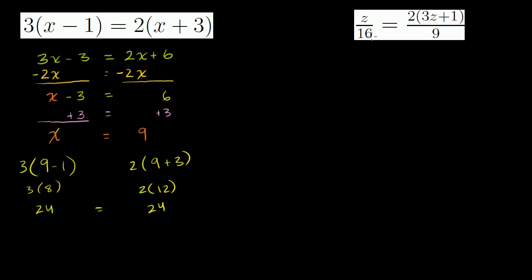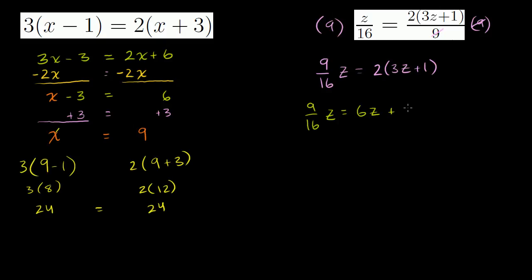Next problem. We have z over 16 is equal to 2 times 3z plus 1, over all of that over 9. So it's this hairy-looking problem. One thing, let's multiply both sides of this equation by 9. So if you multiply both sides of this equation by 9, what do we get? We get 9 over 16z is equal to, this 9 and that 9 will cancel out, 2 times 3z plus 1. Now let's distribute this 2. So we get 9 over 16z is equal to 2 times 3z is 6z plus 2.